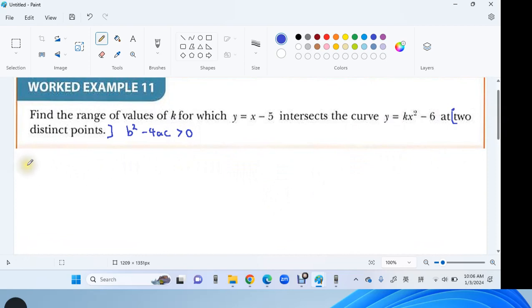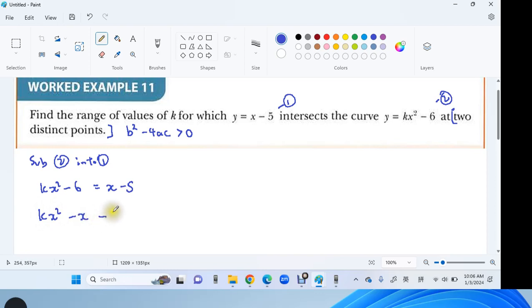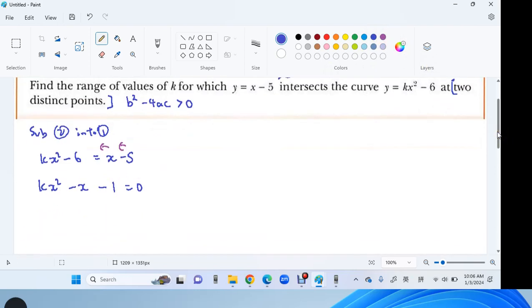So we have equation 1 and then equation 2. Then we sub equation 2 into equation 1. So y is kx squared minus 6, so we have kx squared minus 6 equal to x minus 5. So we have kx squared minus x minus 1 equal to 0. Minus 6 plus 5 is minus 1. So for this case, we know that a is k, b is negative 1, c is negative 1.